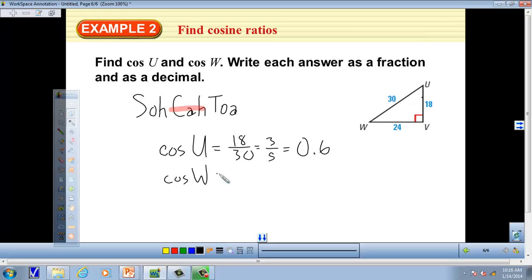And then for cosine W, adjacent to W is WV, so that's 24, and that's over the hypotenuse, which is 30. Again, both of these are divisible by 6, so we can write this as 4 over 5, which if we divide those two we get 0.8.